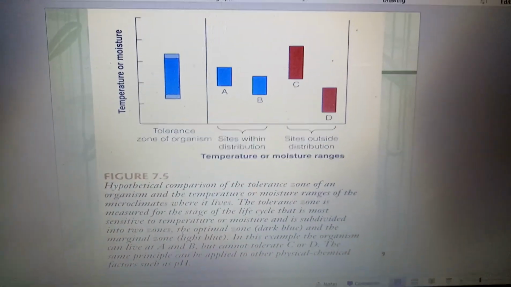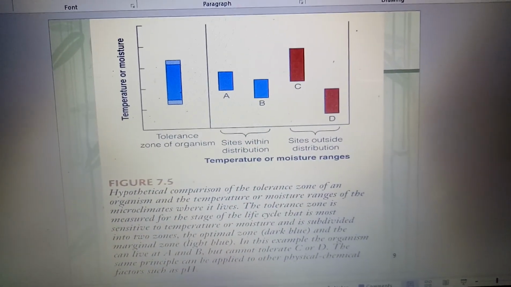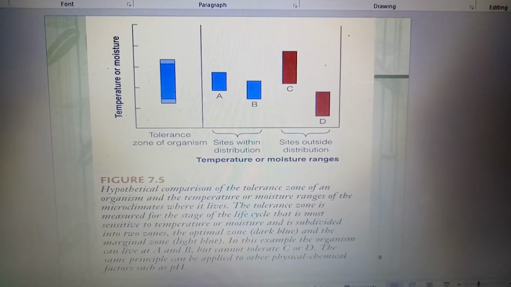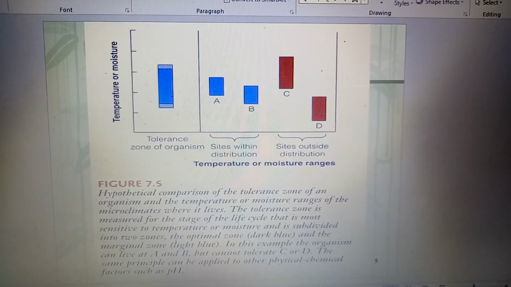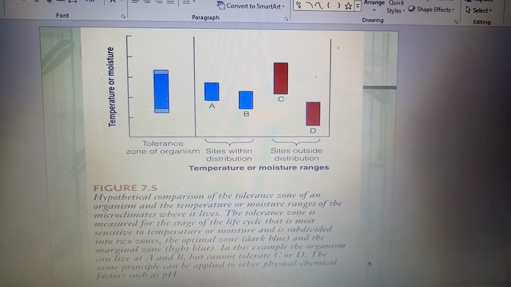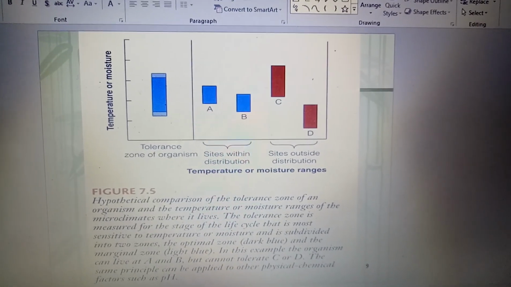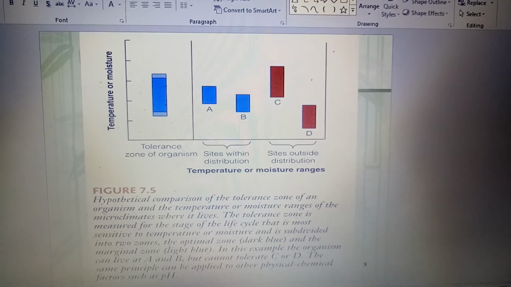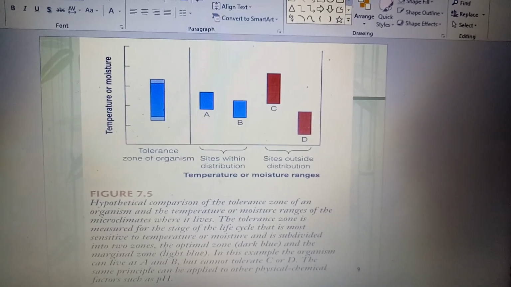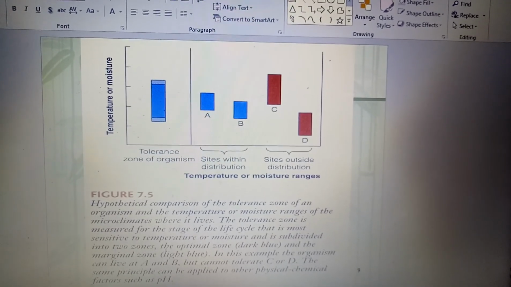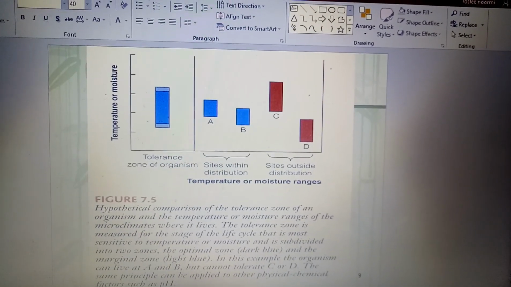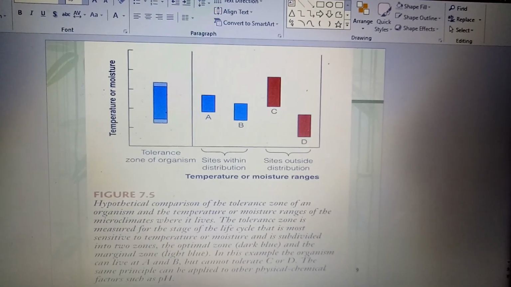Again, this is about what we have told you before. Figure 7.5 is the hypothetical comparison of the tolerance zone of an organism and the temperature and or moisture ranges of the microclimate where it lives. The tolerance zone is measured for the stage of the life cycle that is most sensitive to temperature or moisture, and it is divided into 2 zones, which are the optimal zone, dark blue, and the marginal zone, the light blue.